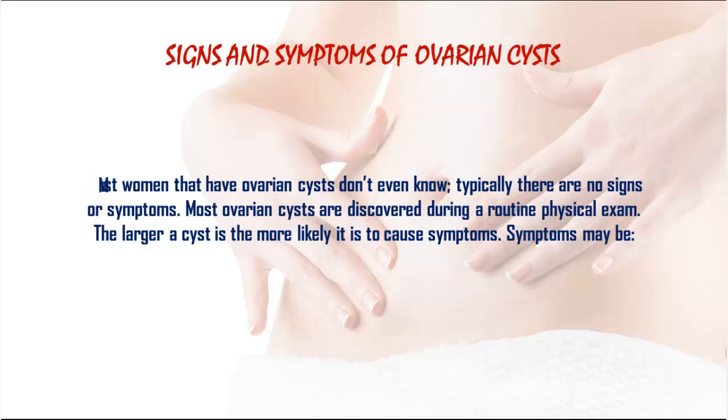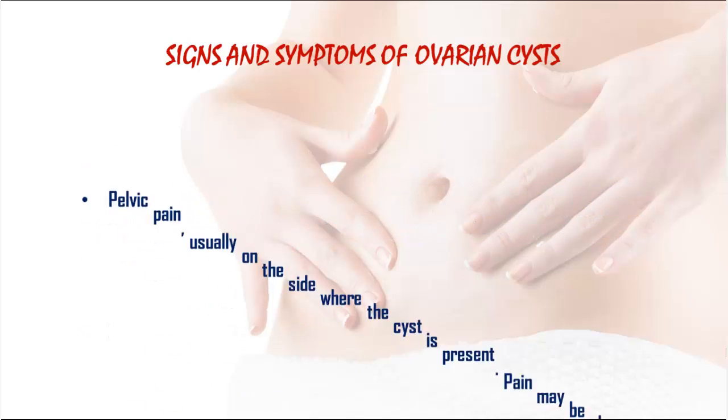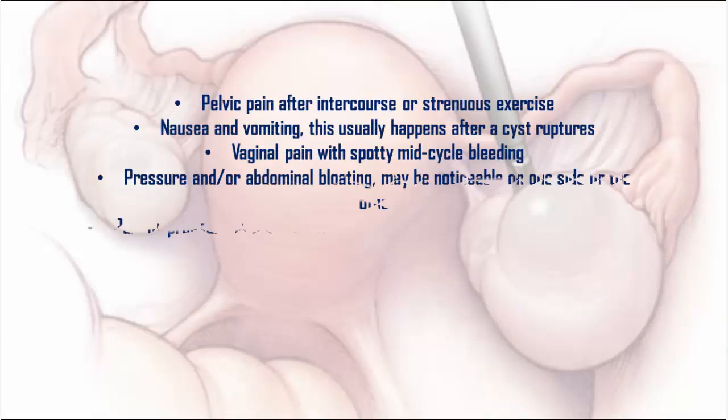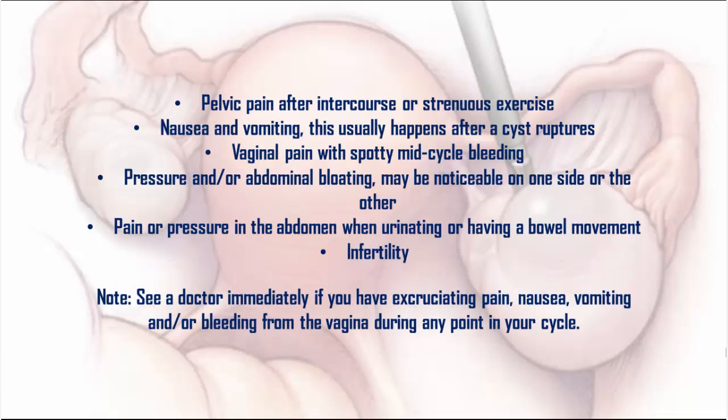Symptoms may be pelvic pain, usually on the side where the cyst is present. Pain may be sharp, sudden or come and go throughout the cycle. Irregular menstrual cycles. Anovulatory cycles may be a sign of a follicular cyst. Charting your cycle can help you to determine if you are having anovulatory cycles. Pelvic pain after intercourse or strenuous exercise.